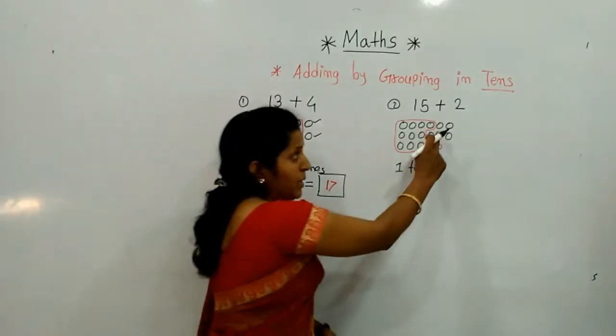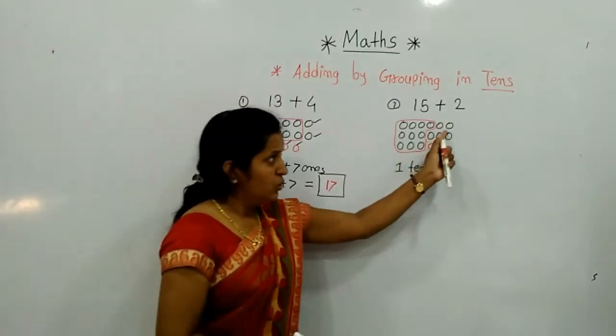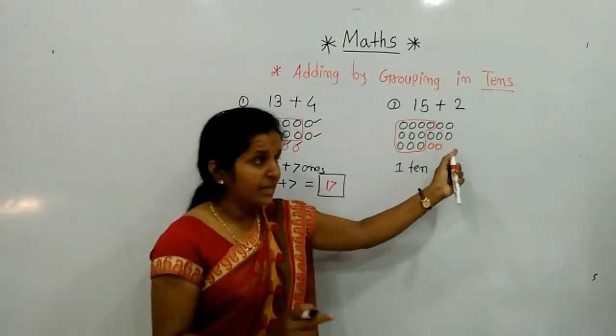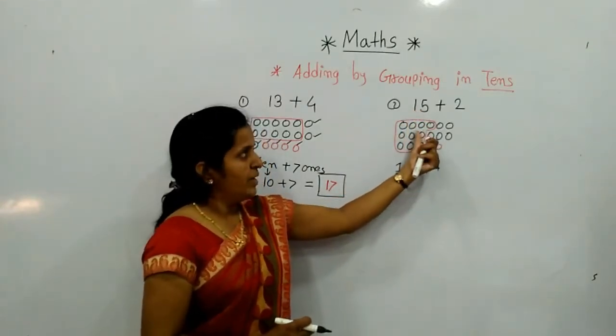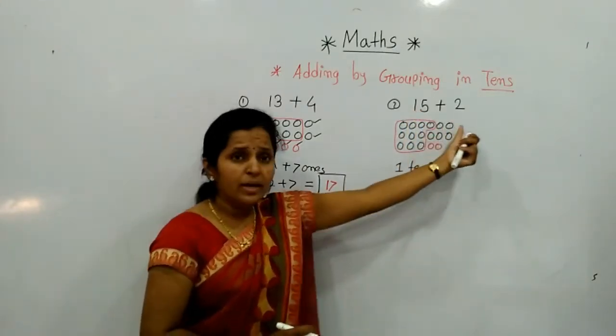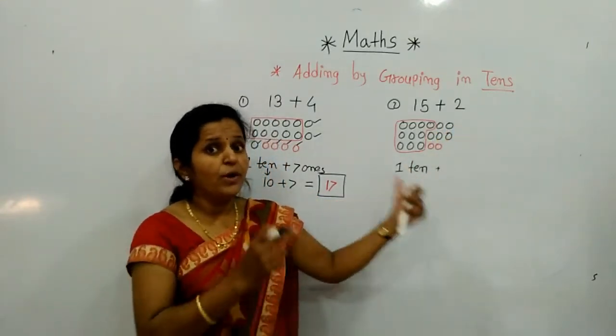Let's count. Those drawn with black color indicate this number. Among these 15, we have taken 1 ten. Now how many remain? 1, 2, 3, 4, 5. This 5 is 5 ones.